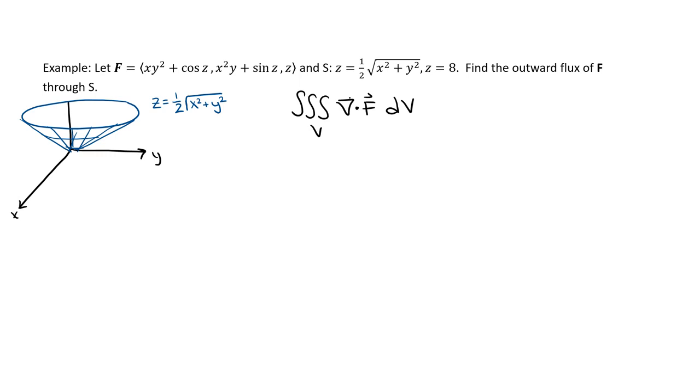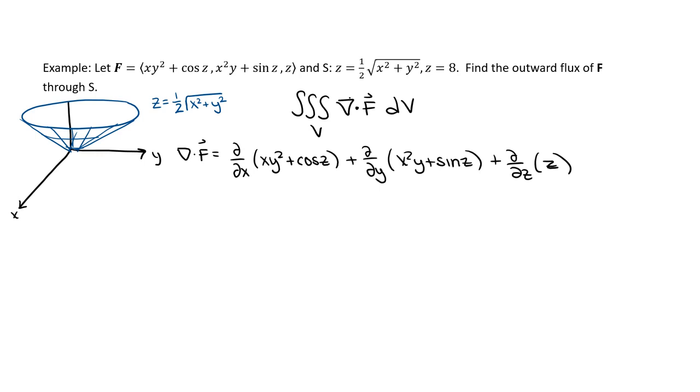And in most cases, I think the volume integral is easier than the surface integral, but it does depend. But most of the time, I prefer to do the volume integral rather than the surface integral. So we are going to first compute our divergence. So what is the divergence of our vector field?